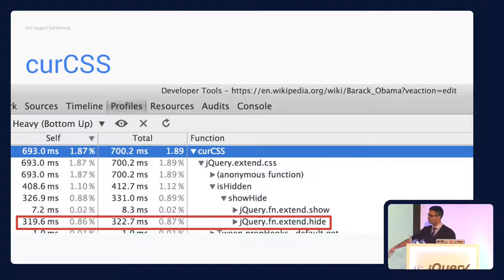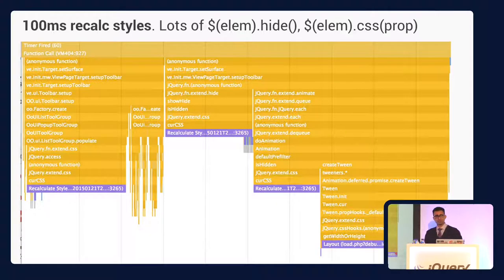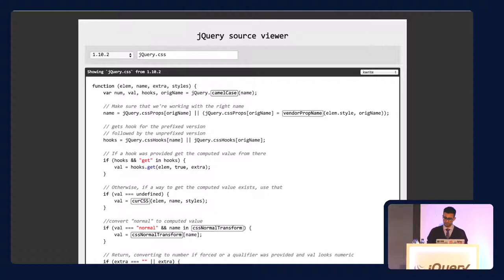You can see that hide here is taking up 319 milliseconds. Now, this isn't just the only instance of this. We looked at the entire app, and there were a lot of cases where there were 100 millisecond blips in recalc style just because of cur-CSS and the way that it was being used here. Lots of element.hide and element.css method usage for hidden visibility toggling.